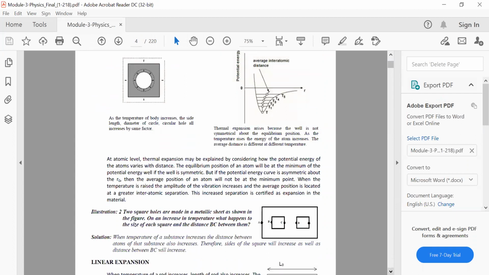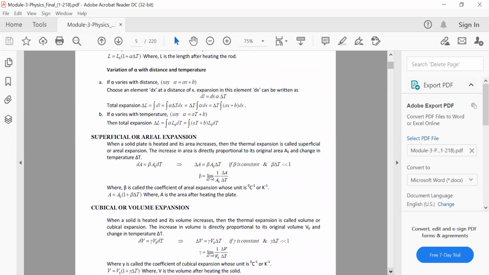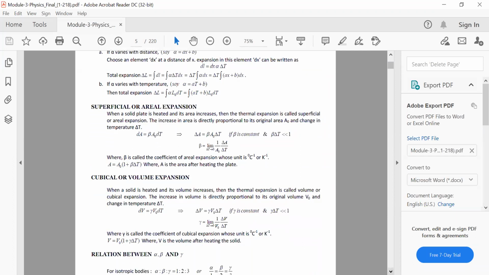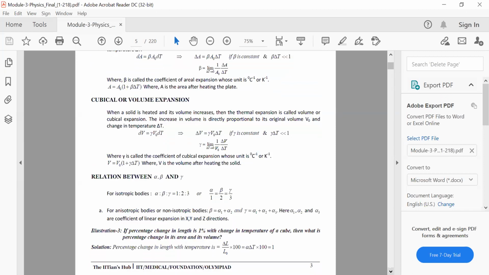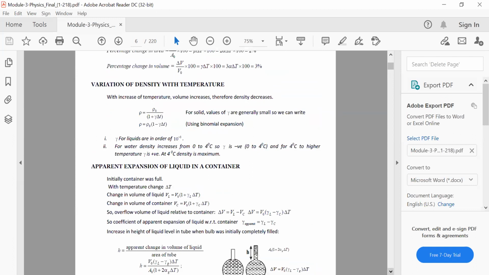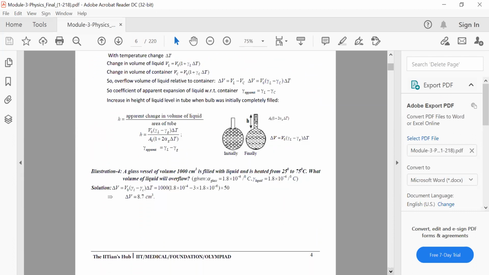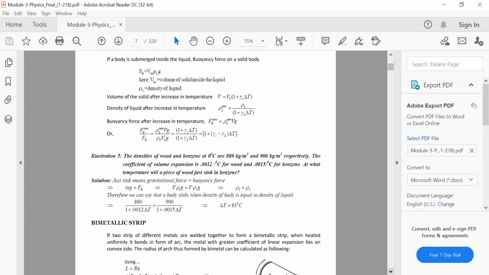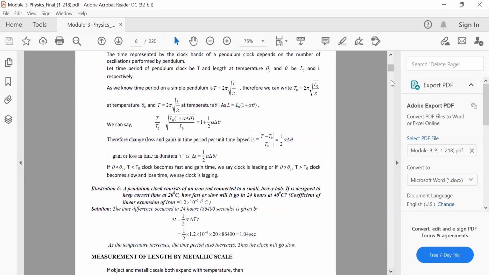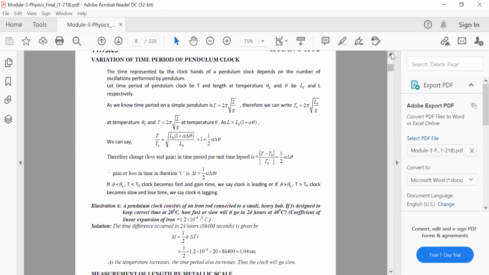That is the first part of heat and thermodynamics with the numerical applications. So linear expansion, then surface expansion, then volume expansion, those formulae. Relation between alpha, beta, gamma, variation of density with temperature, apparent expansion of a liquid in a container, all these things we have discussed. So these are the type of numerical applications you have to concentrate on. Then bimetallic strip, that was the last thing we had discussed. Then the variation of time period of a pendulum with respect to the coefficient of linear expansion and all that.